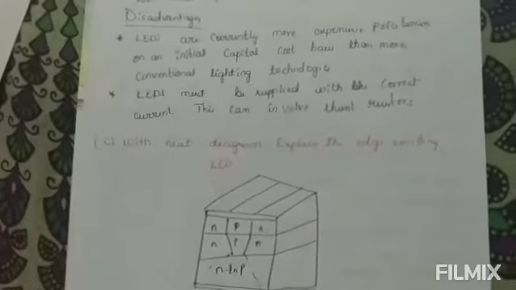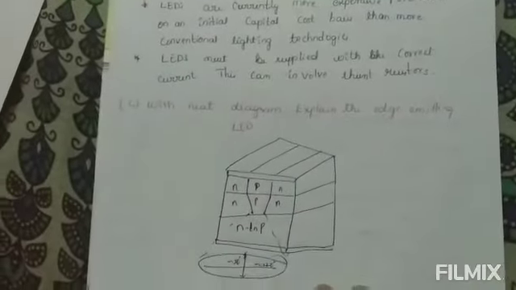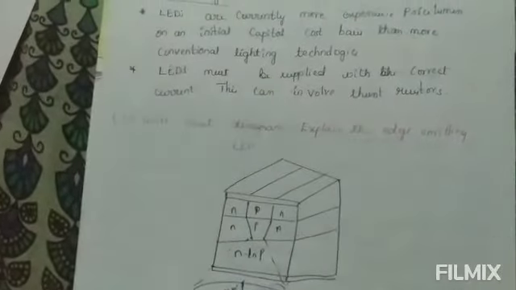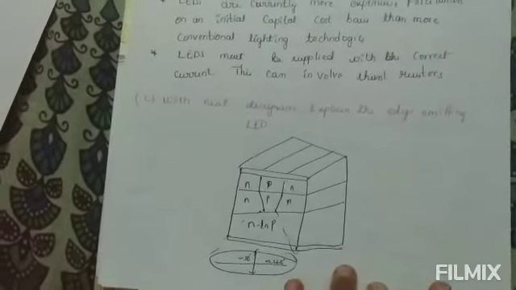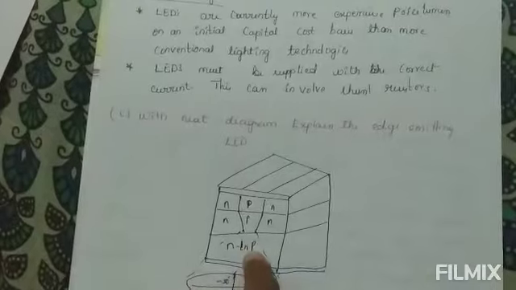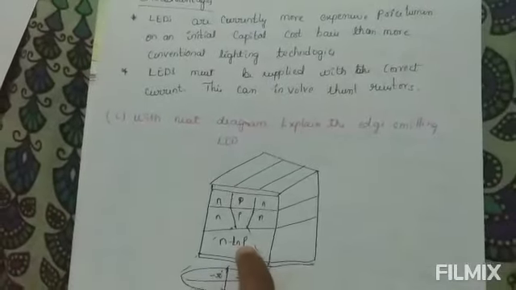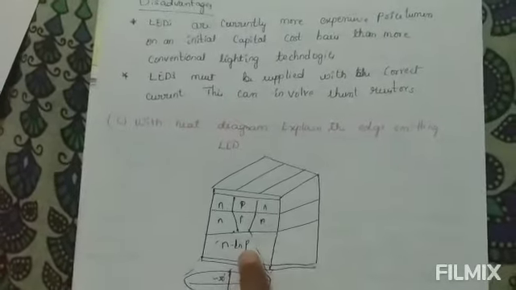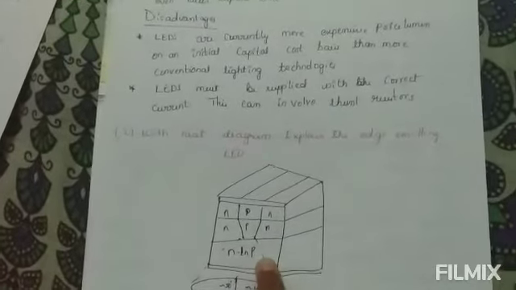And the third question, second main question, part C, will be: with a neat diagram explain the edge emitting LED. For this, the diagram also carries marks. We can draw the edge emitting LED like this. The edge emitting LED means the radiation or light is emitted from the edge of an LED. So we can write what the edge emitting LED is.